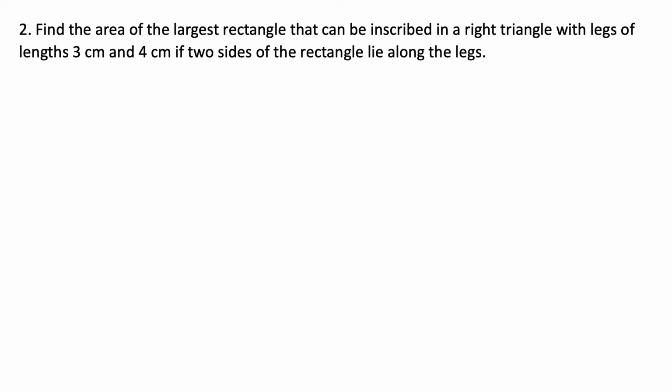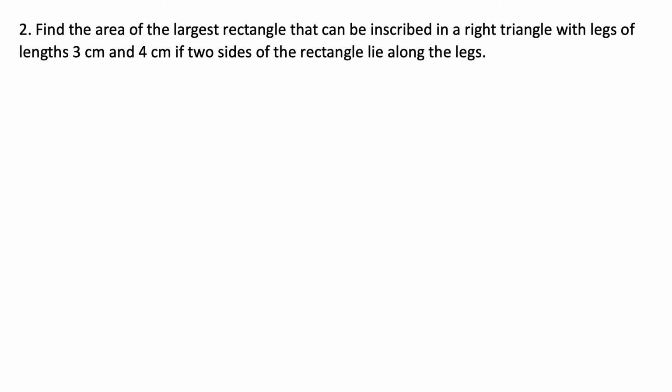Okay, our second one is a little bit different. This one says find the area of the largest rectangle that can be inscribed in a right triangle with legs of lengths 3 centimeters and 4 centimeters if two sides of the rectangle lie along the legs. So we really have to start with a picture.